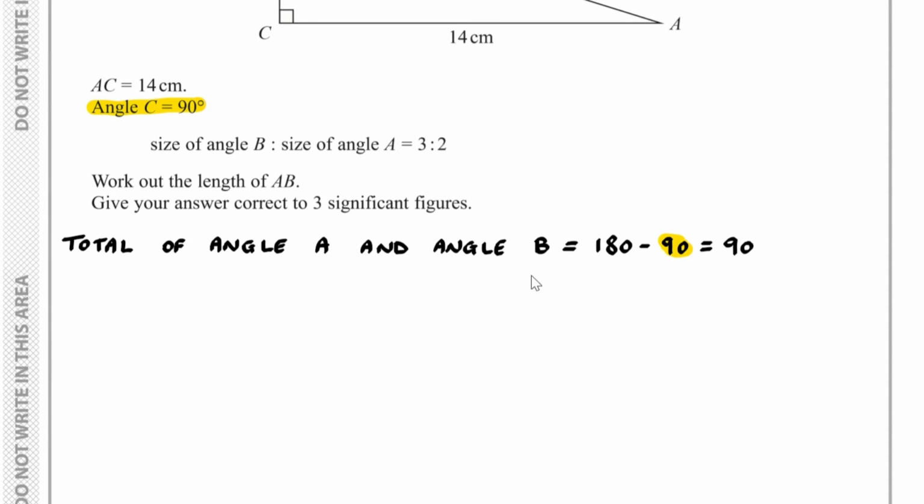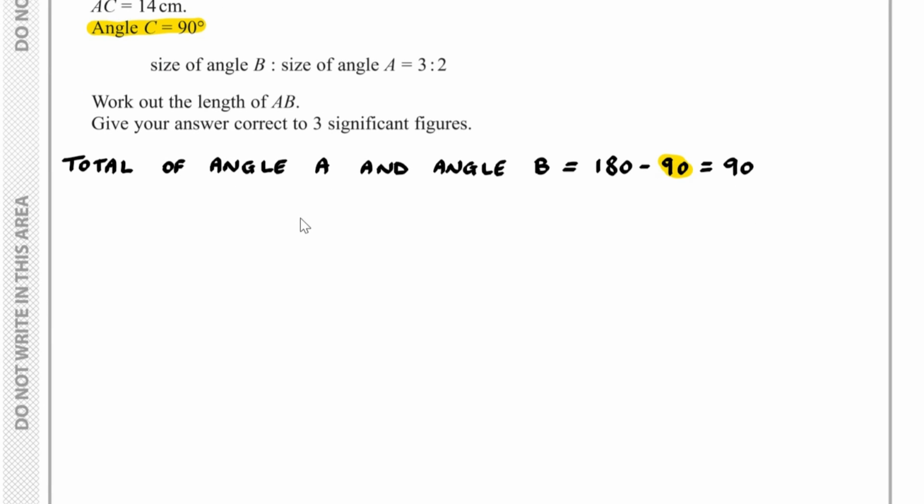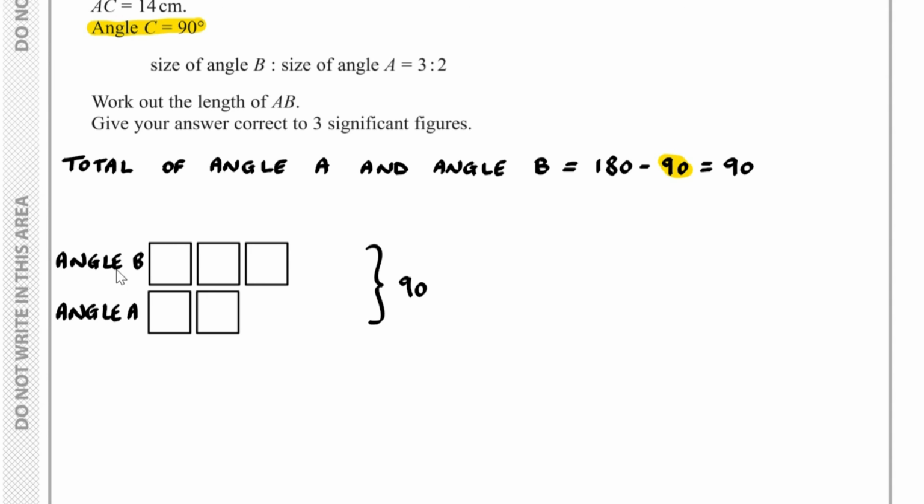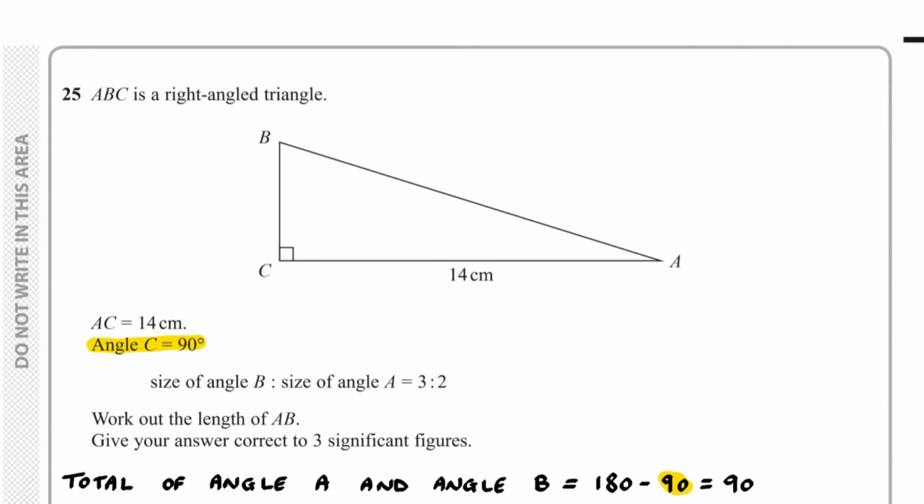Now, we've got this ratio 3 to 2, and we can use the bar model to help us find out the angle A and the angle B. So, we've got this ratio, angle B to angle A is 3 to 2, the total is 90, so if I do 90 divided by 5, that's 18. So each part is worth 18, which means the total for angle B is 54, the total for angle A is 36. So that means the angle B is 54 degrees, the angle A is 36 degrees.